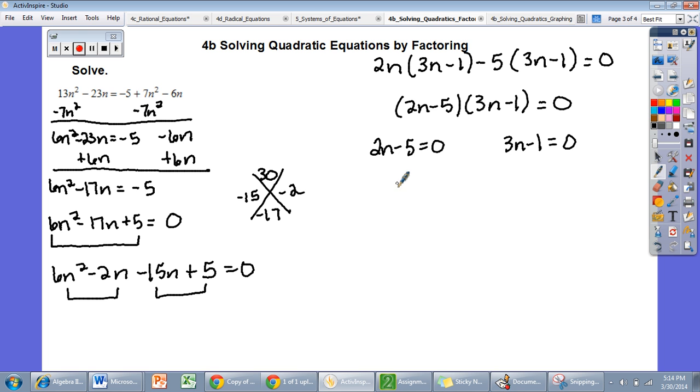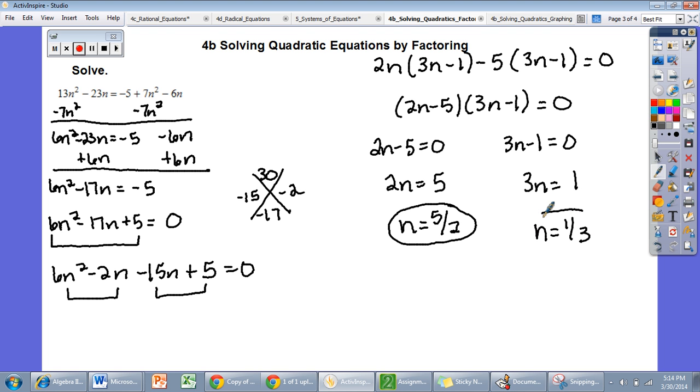So I add 5 to both sides, 2n equals 5, and then I divide by 2, so n is equal to 5/2. And that's one of my solutions. Now I add 1 to both sides, 3n is equal to 1, and then I divide by 3, n is equal to 1/3. So the two solutions for this quadratic equation are n equals 5/2 and n equals 1/3, and again those two numbers correspond to where this quadratic equation would cross the x-axis. If you have more questions about solving quadratic equations by factoring, please see your math teacher.